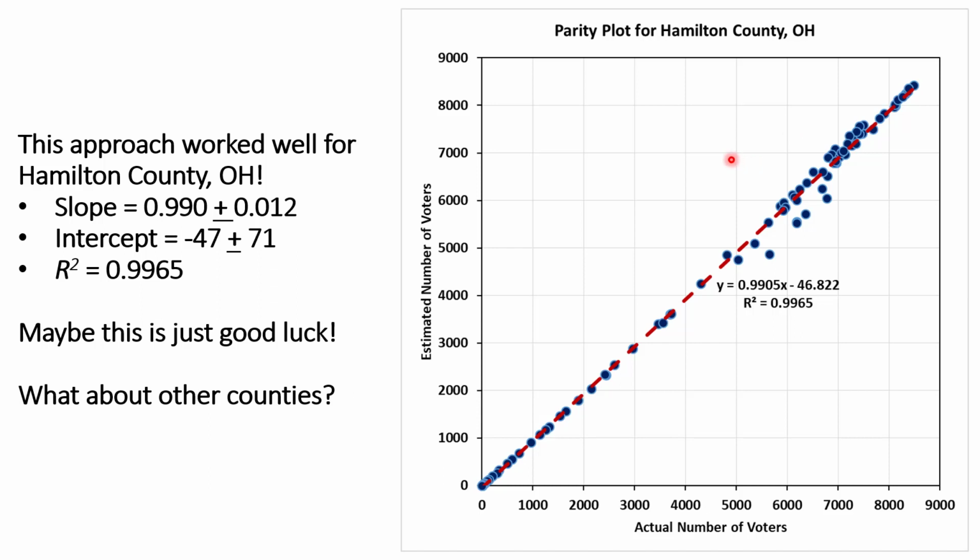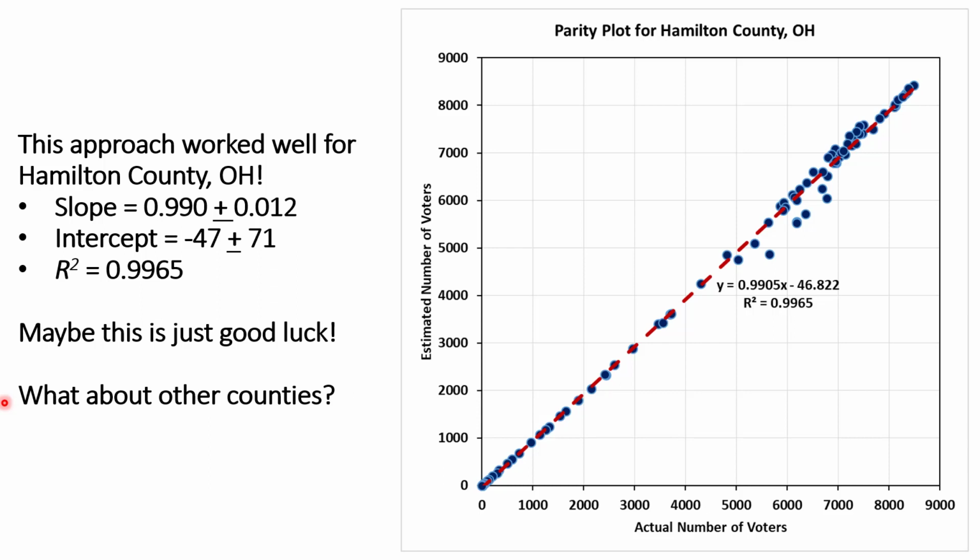So this approach, though, worked well for Hamilton County. The slope of this line is 0.99 plus or minus 0.012. This is from a regression I did within Excel. The intercept is 47 plus or minus 70, so it's not different from 0. And the correlation coefficient squared is 0.997. So this is really good. The question that you should be asking now is, is this good luck? Did Steve's friend just cherry pick a county that worked well?